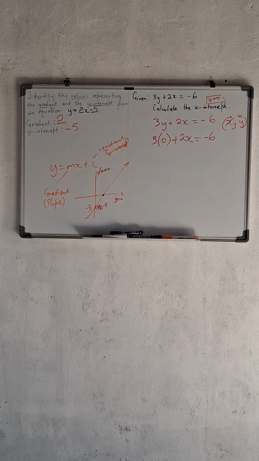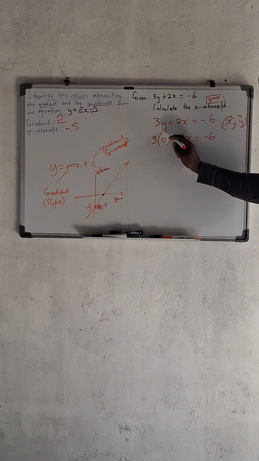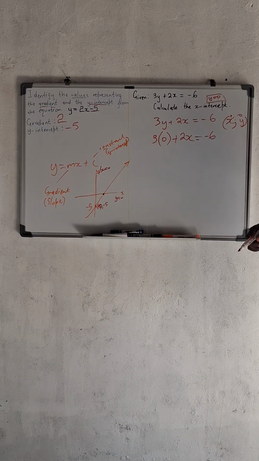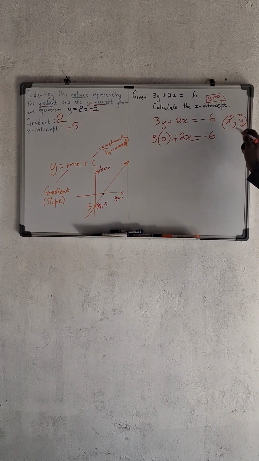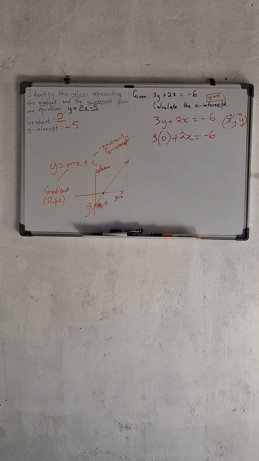Please, grade 9, this is very important. If you are looking for the x-intercept, y must be 0 in your equation. Then you're going to calculate for x, that value of x. In your coordinate, y is already 0. You already know that y is 0, that's why I wrote 0 there. Now I'm looking for x, so I still follow it.